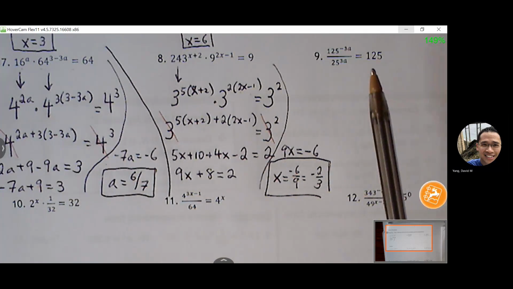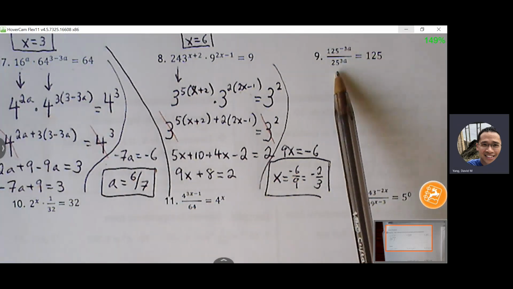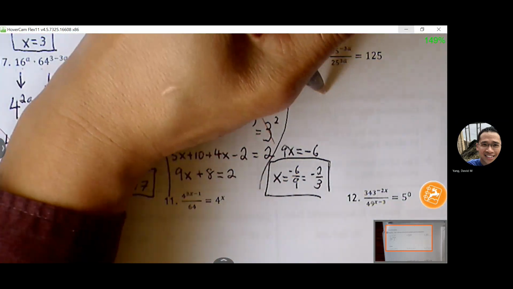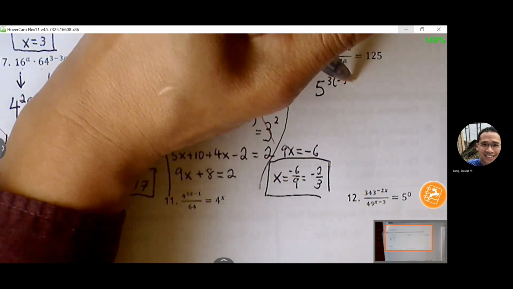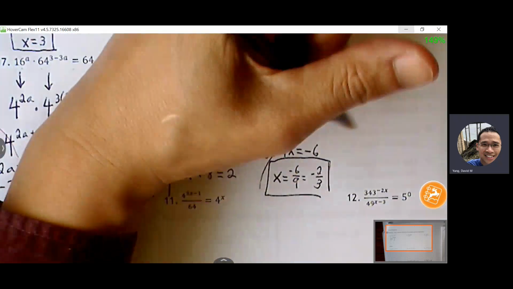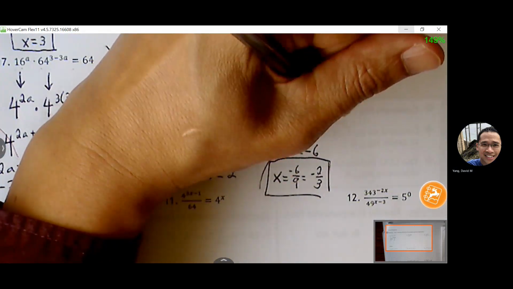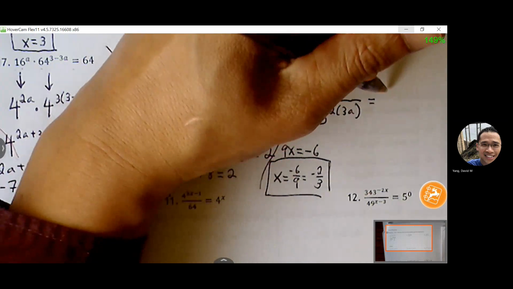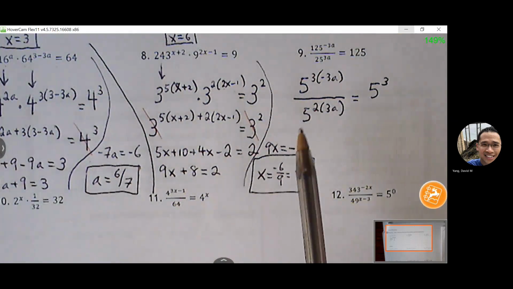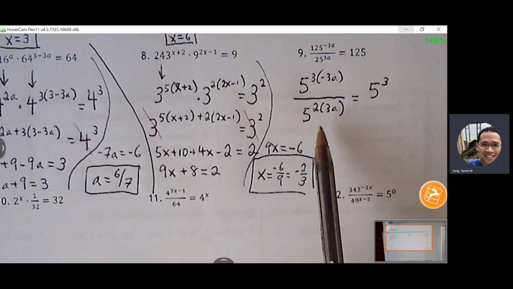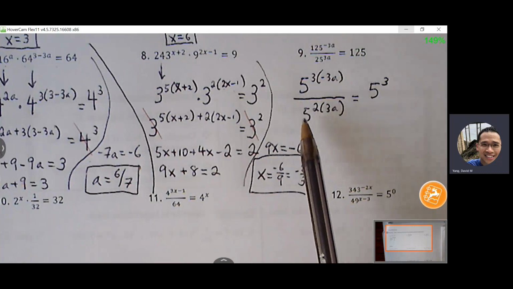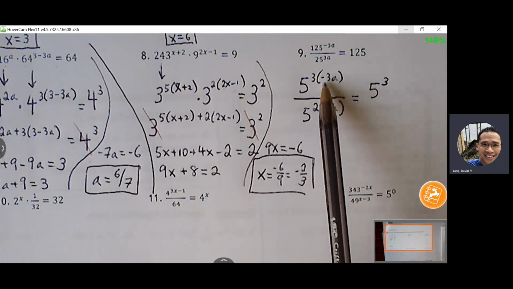All right, number 9. Trying to find a common base that everything can share. What's a common base, you think? 5, yeah. 125 is 5 cubed. 25 is 5 squared. Okay, so now I'm trying to clean up this left side so I can just have it as 1/5 raised to an exponent. All right, so here I'm dividing bases, which means what can I do with the exponents?